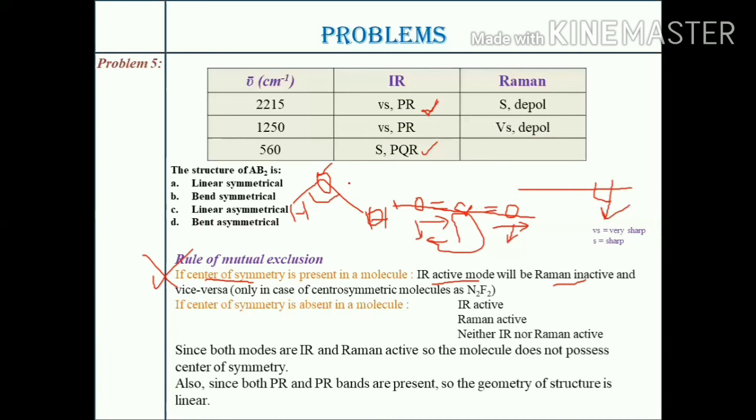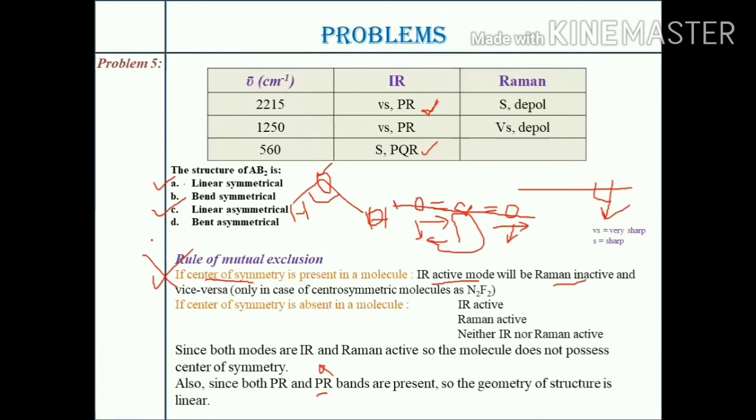Okay, so let's come back to the question now. Since both PR and PQR bands are present over here, the geometry of the structure is linear. Okay, so if it is linear, then we have two options: either option A, linear symmetrical, or option C, linear asymmetrical.